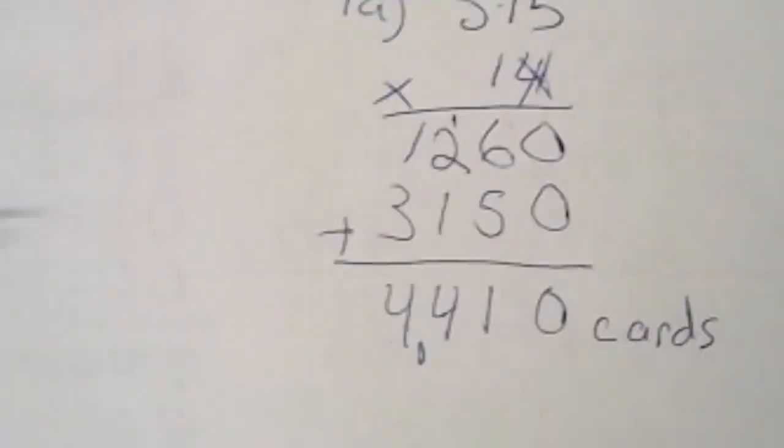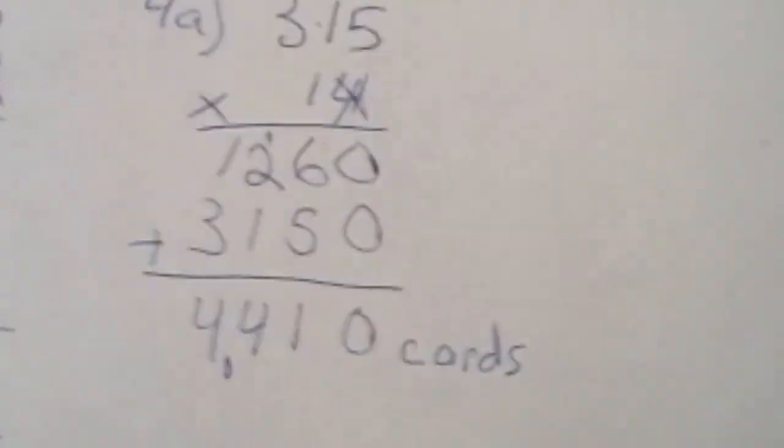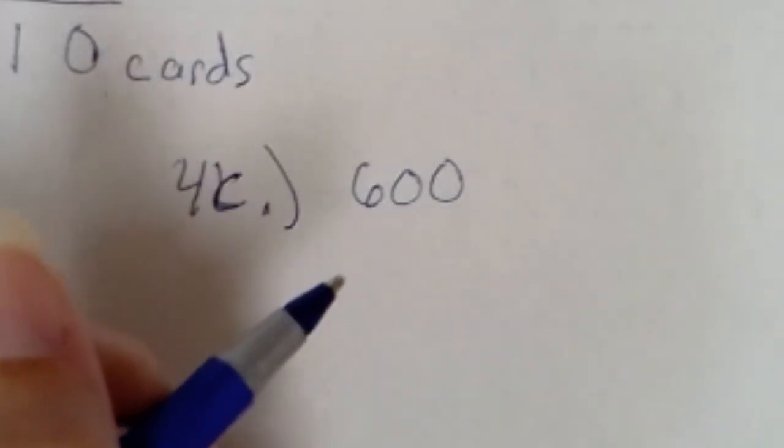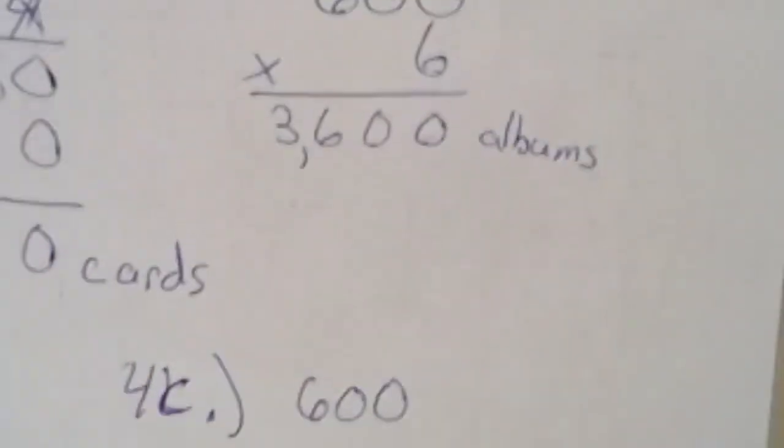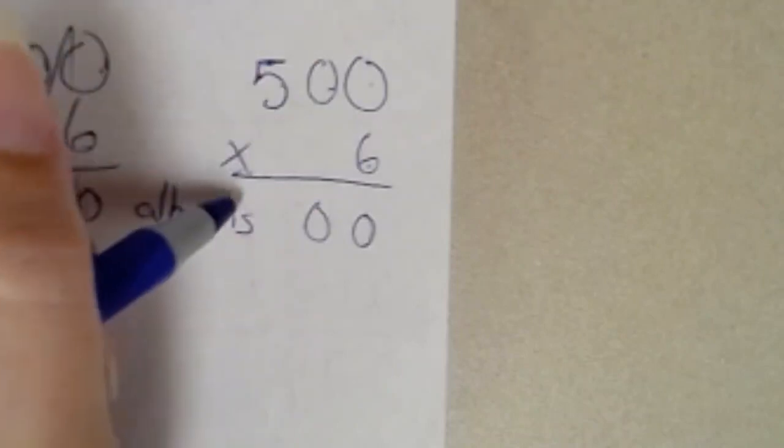So 600 times, is that 5? That's a 6. Okay. 600. Miss Bridges just went back and looked at the problem and realized that that is not 600, that is 500. Okay, so let me look at this more closely. Yes, that's 500, and she has 6 albums. So they hold 500 cards each, and she has 6 albums. 6 times 0 is 0, 6 times 0 is 0, and 6 times 5 is 30.